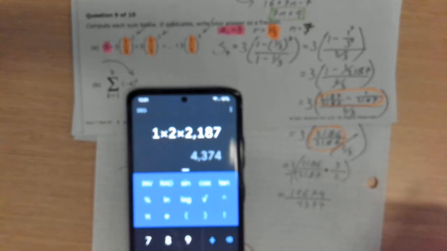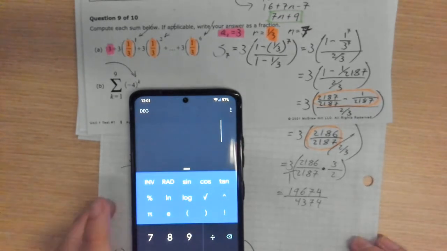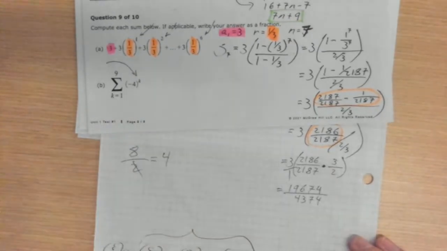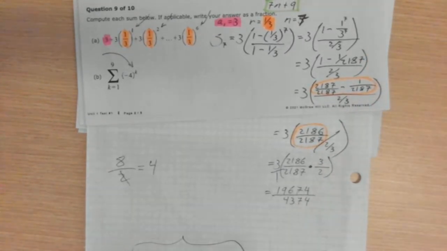Now I have a question. Is that the fraction that you have as the answer on the back? It's not? Oh, sorry. Is 19,674 the fraction you have on the back as the answer? No, it's not. All right.